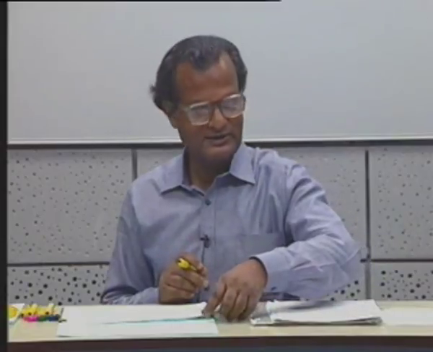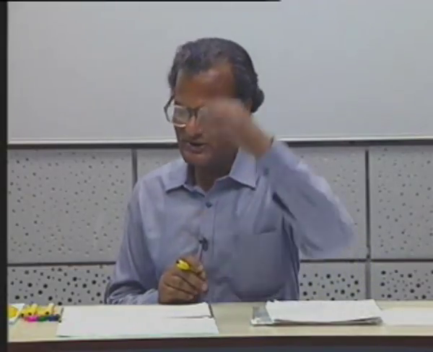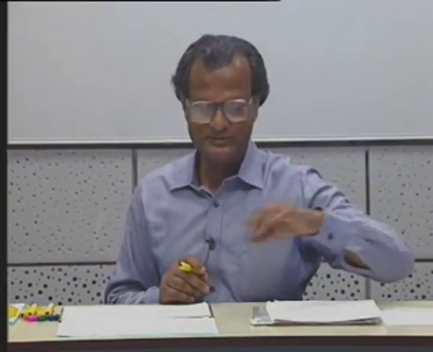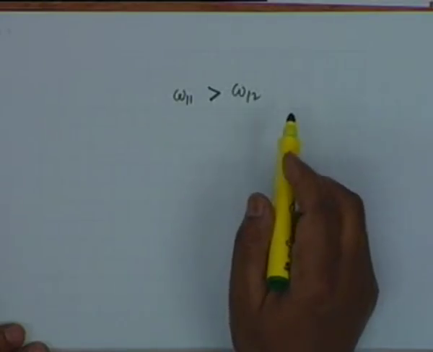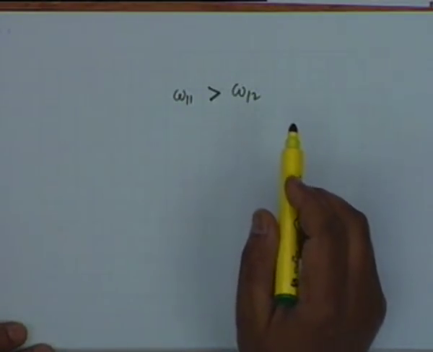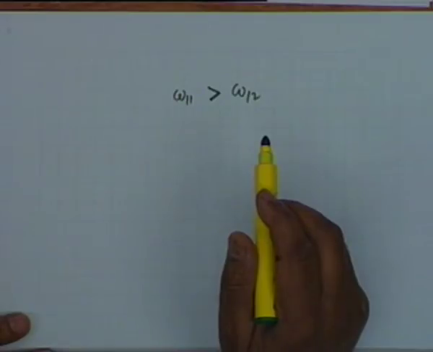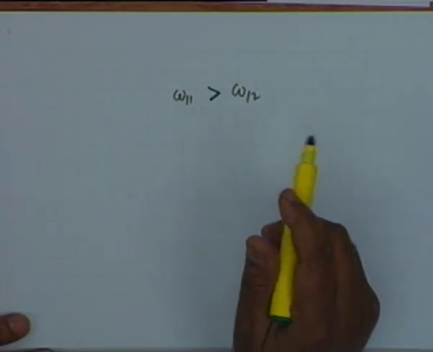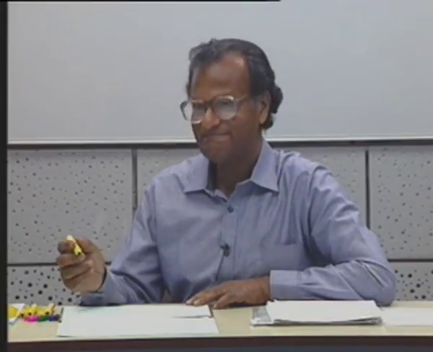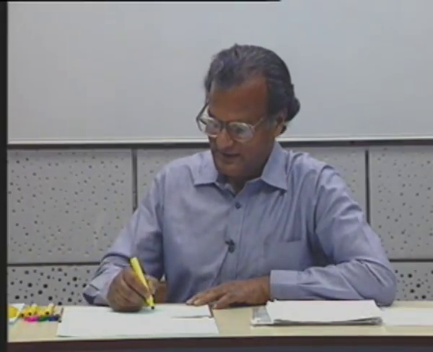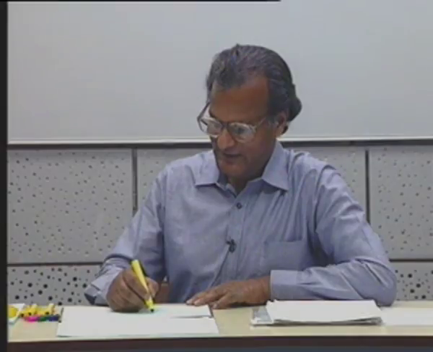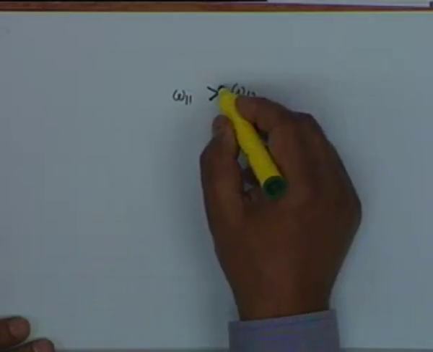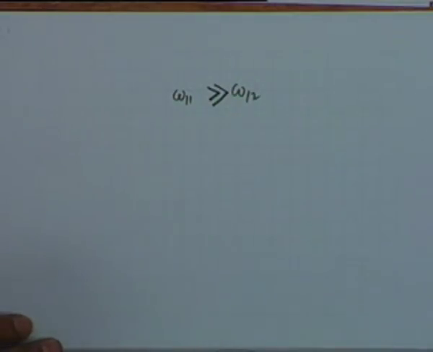And this qualitative argument can be strictly put in quantitative terms. This qualitative argument says that which one, can you explain it again? Because we are multiplying the, yes sir. Subtracting or adding, sir. Okay. Let us consider the value. Let us say that omega 1 1 is much greater than omega 1 2. Let this be the case.